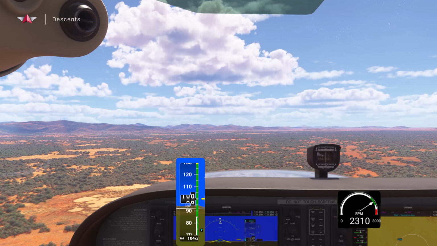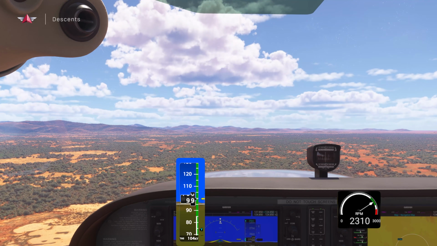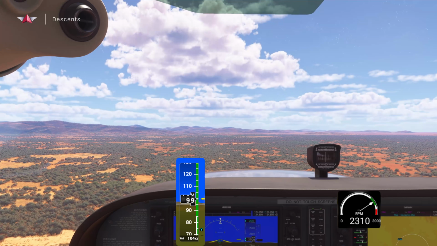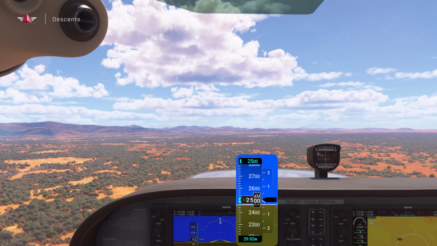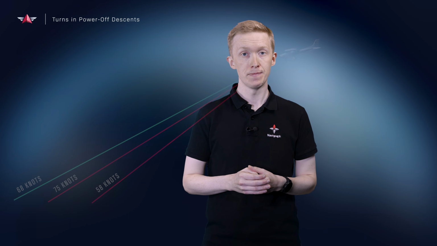As we reduce the power, make sure we adjust our pitch control to maintain level flight. Lessen that rudder input as the slipstream effect reduces as well. Finally, trim for level flight. All is well, and we're now stable at 2,500 feet. Let's move on to the final segment, which is turns in power-off descents.